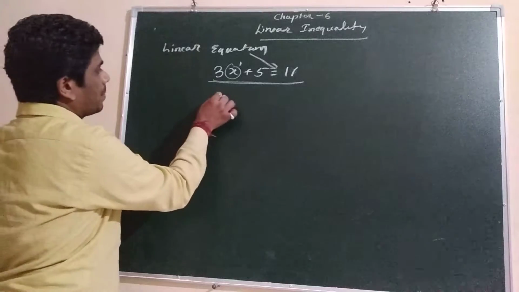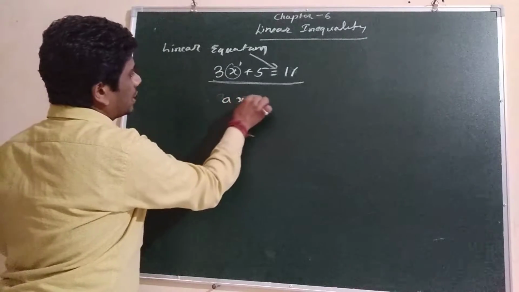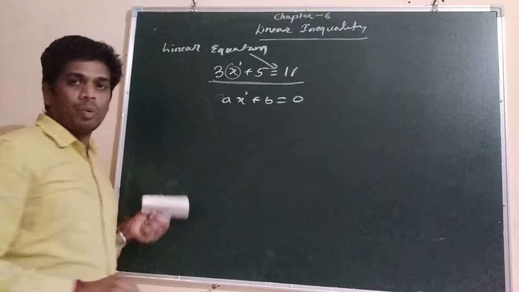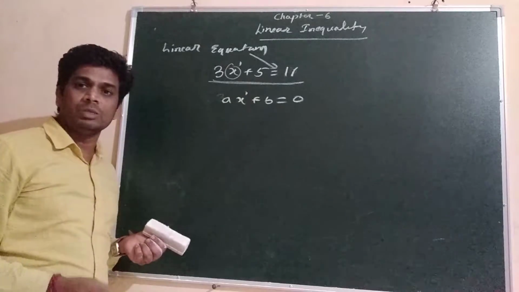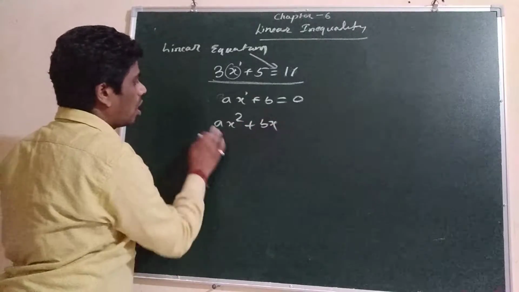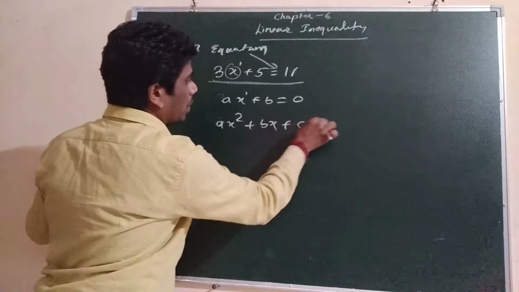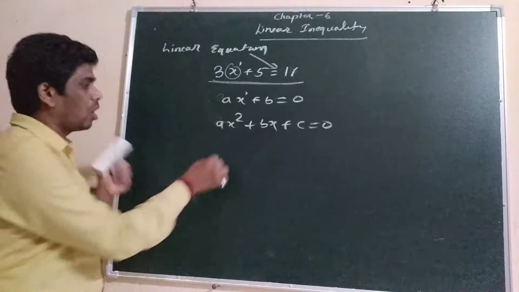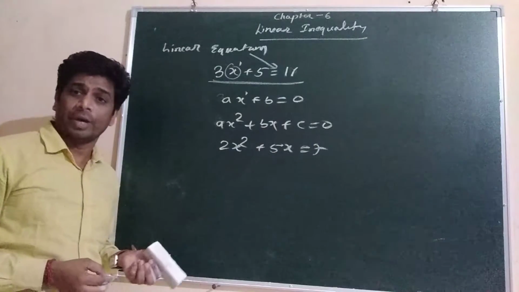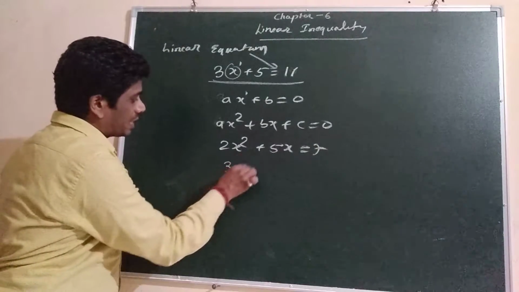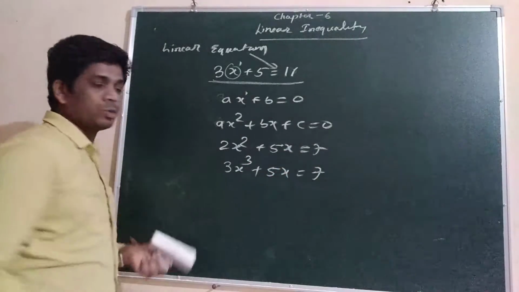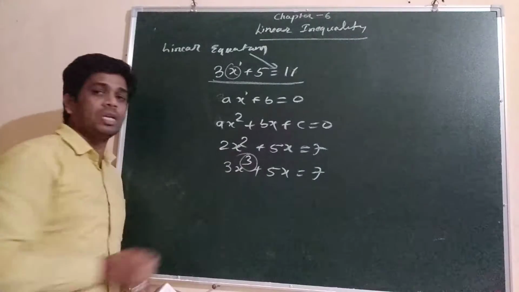Let's take some more examples. If it is given ax plus b equal to 0, this is also a linear equation. Why? Because the highest degree of the variable x is 1. Suppose it is given ax square plus bx plus c equal to 0. This is called a quadratic equation. Or if it is given 2x square plus 5x equal to 7, this is also a quadratic equation. Or if it is given 3x cube plus 5x equal to 7, this will be what? A cubic equation, because the highest degree is 3.